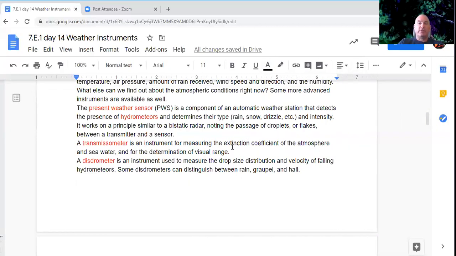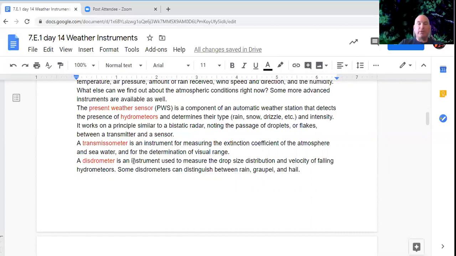It's what they call runway visual range. So basically, when your wheels touch down, how far are you going to be able to see? It's really helpful when you're trying to determine if there's fog or things like that. If the rain's coming down, those raindrops will actually interfere with your ability to see as well. So a transmissometer basically tells you how far you can see.